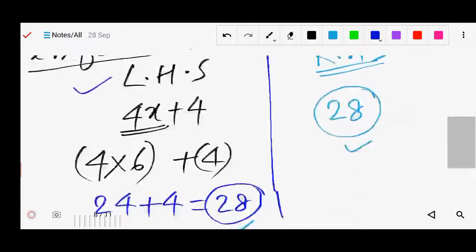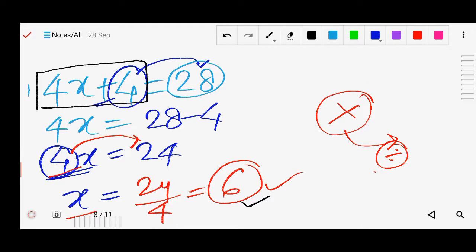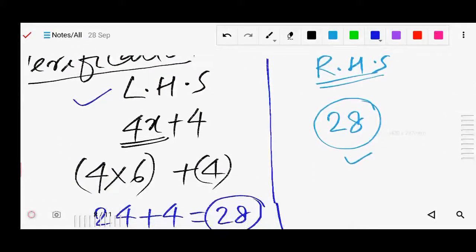Got it? So likewise you can verify. First find the value of x, then put the value of x in the equation on both sides, the right side and the left side, then check whether both sides are equal or not. So likewise you can do.